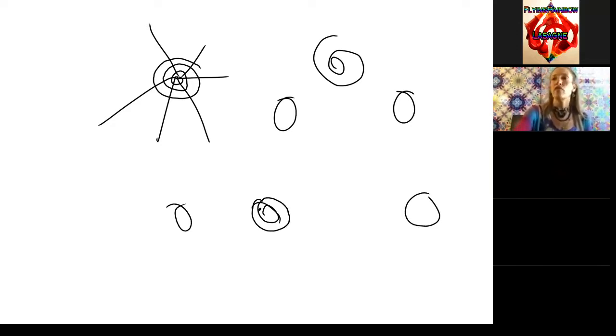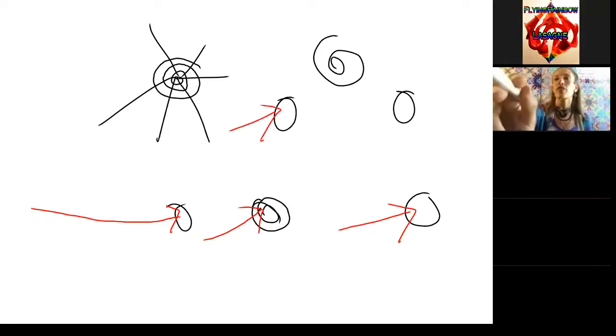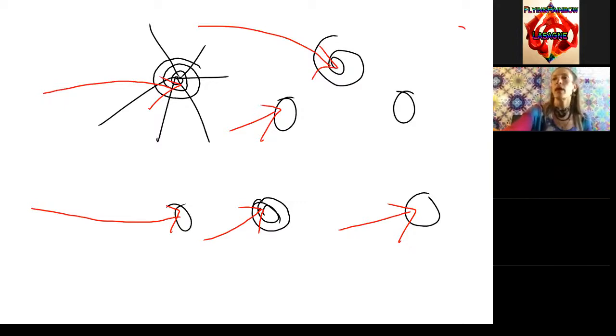And let's say red represents light and heat and consciousness. All of the light, heat, and consciousness goes into the black holes. It's like the water going down the drain at the end of a bath. Everything drains out of this cosmos. Everything drains out of this universe.